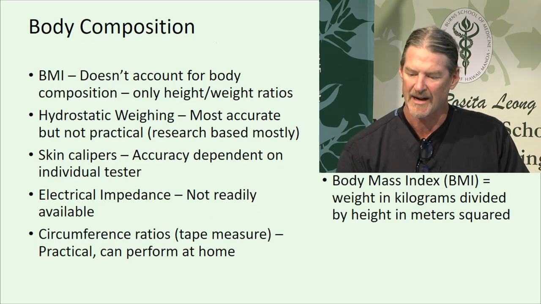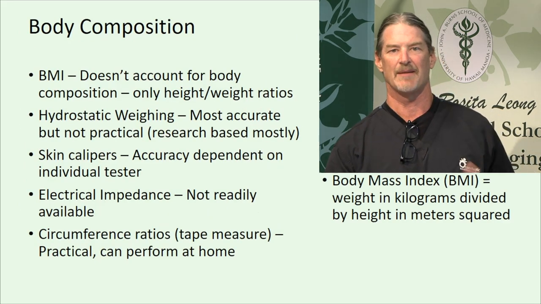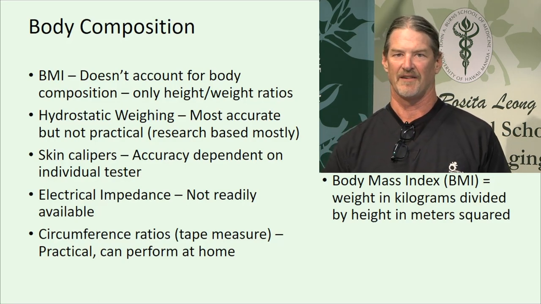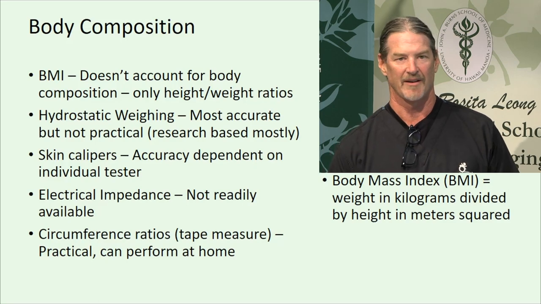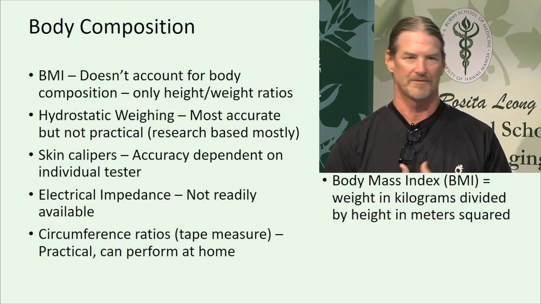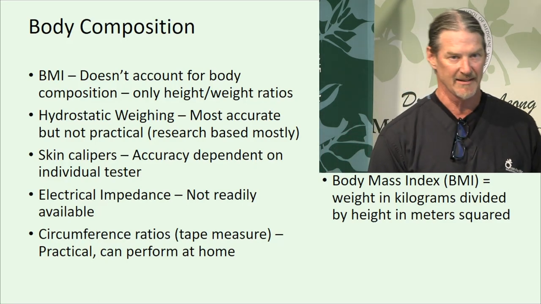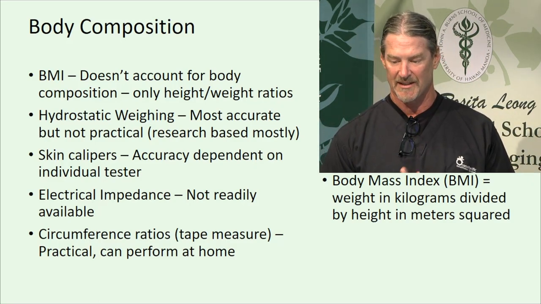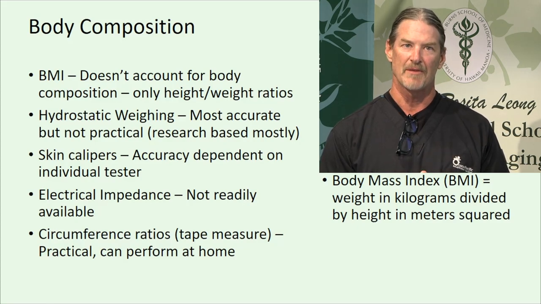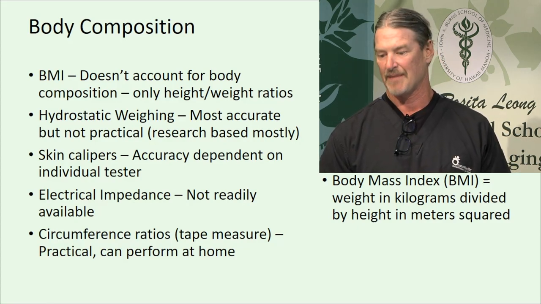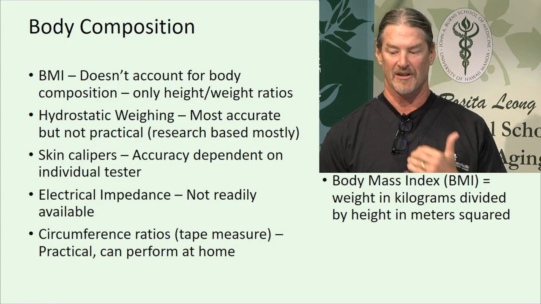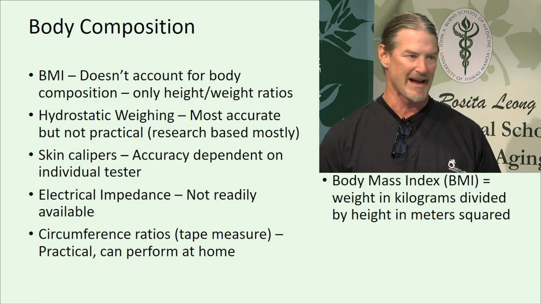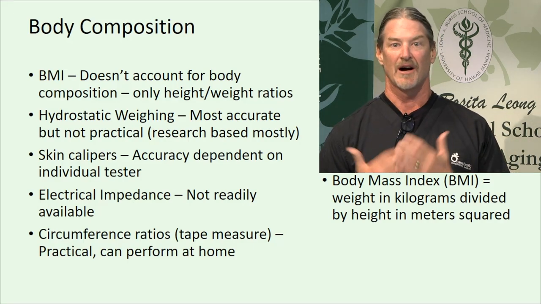Okay, body composition. So when we talk about body composition, it's your ratio of muscle to fat. A lot of old insurance companies back in the day, some may still use it, will use a BMI. And some doctors in the day used the BMI. The problem with the BMI is it doesn't account for body composition. So it's looking at height-weight ratios, but it's not accounting for whether that weight is fat or more muscle.